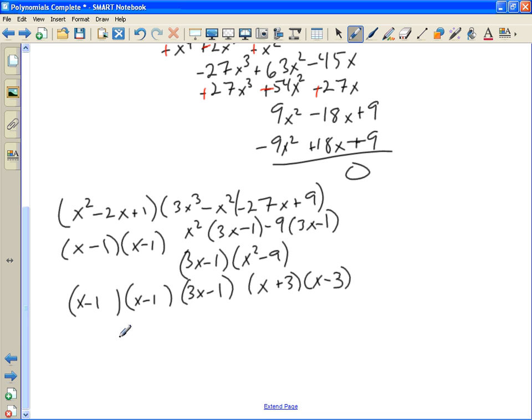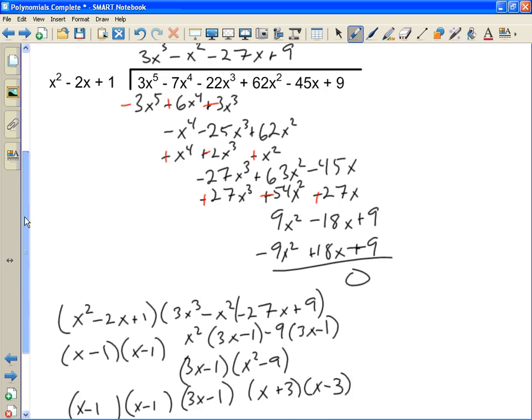So now I can see exactly what my zeros are going to be. I could set each parenthesis equal to 0. So I set this one equal to 0, I get x equals 1. I get the same thing here. Here I would get x equals 1/3. Here I would get negative 3. And here I would get positive 3. So I've just found all of the zeros or x-intercepts of this equation. And that's what we're going to be working towards. Right now we're just working on the prerequisite skill in order to be able to do that.